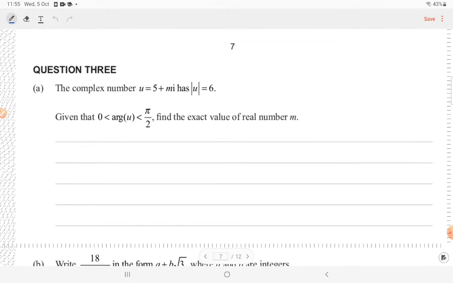Last part. So u equals 5 plus mi. Given the argument of u is equal to, find the exact value of the number m.